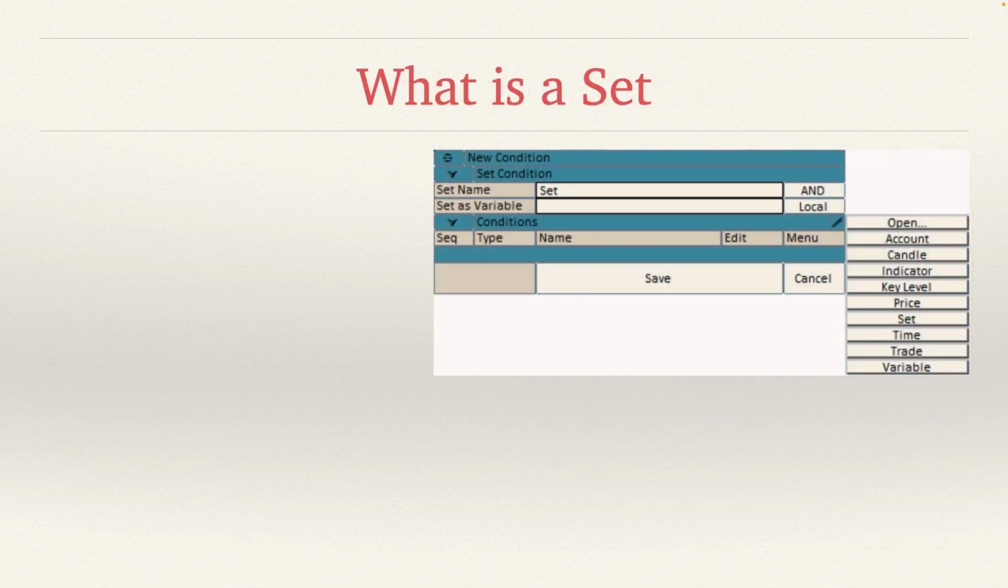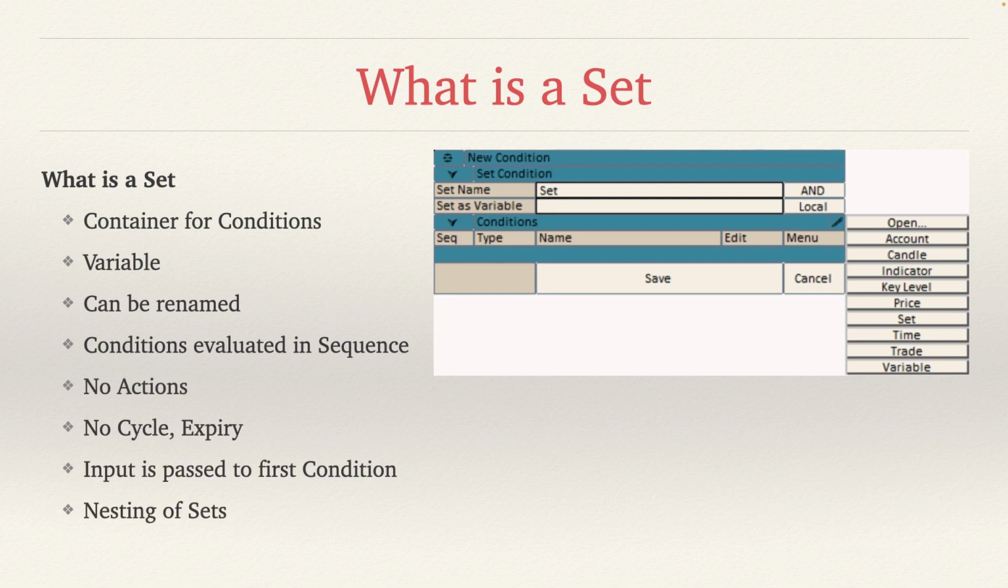Let's start with the basic concept of a set. A set condition is very similar to a logic set in that it can contain conditions of any type, but it does not contain actions. And unlike a logic set, a set condition can set a variable. What gets set in this variable depends upon what kind of a set it is, so we'll cover that in each of the particular cases.